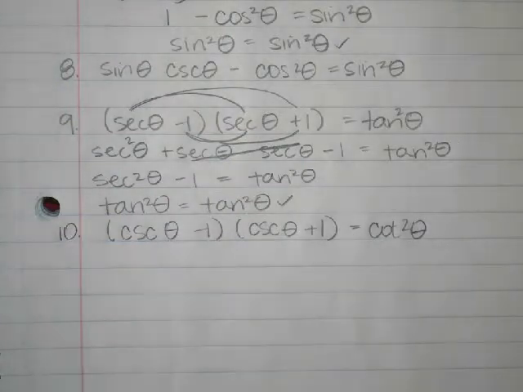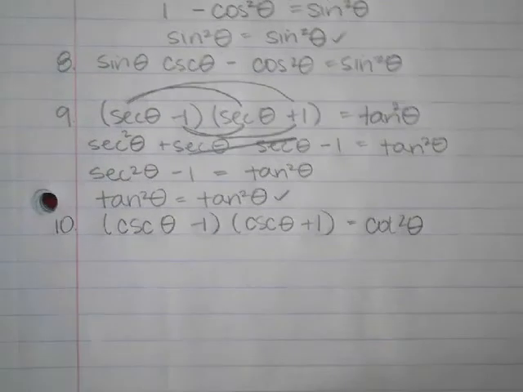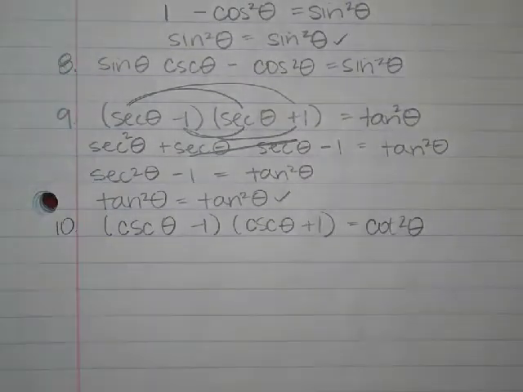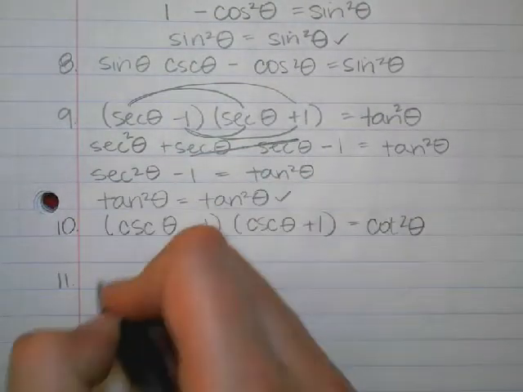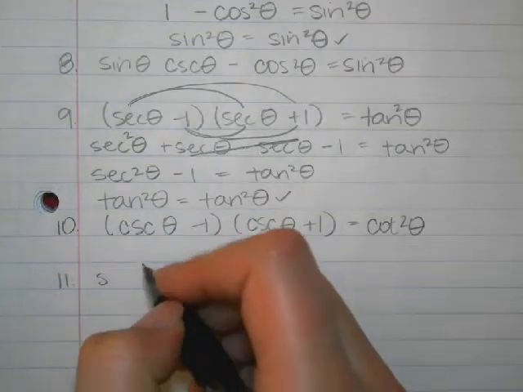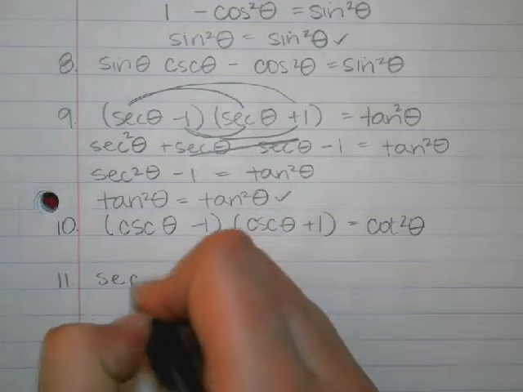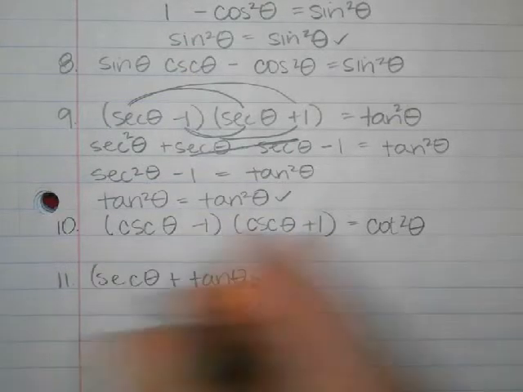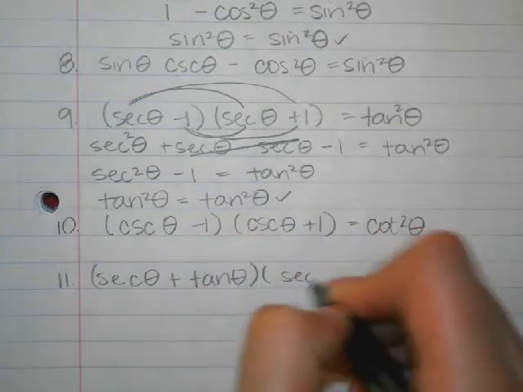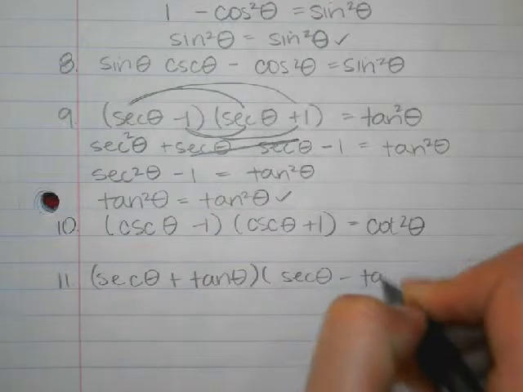All right, so 11 is the last one I'm going to do with you, unless we get to one that makes us stuck later. Okay, so this is the last one, and then after this I'm going to have you guys just work and get as far as you can. So for this one, we've got secant theta plus tan theta and secant theta minus tan theta.